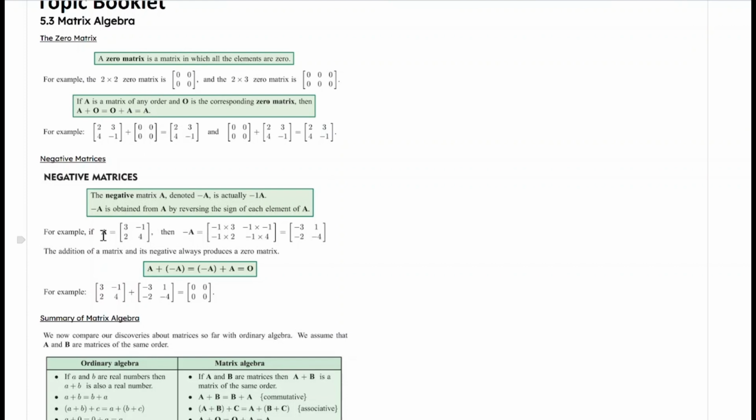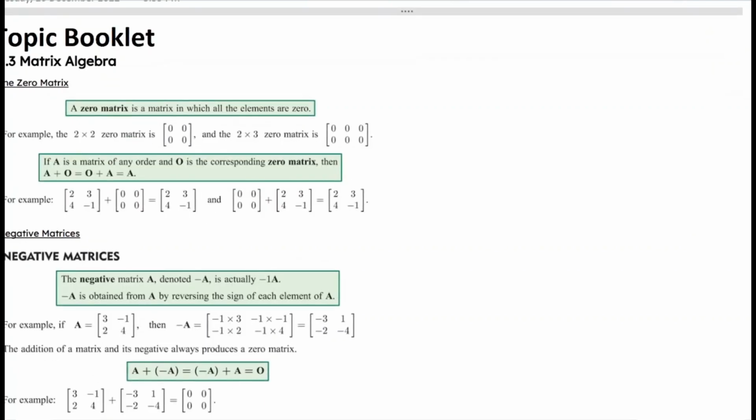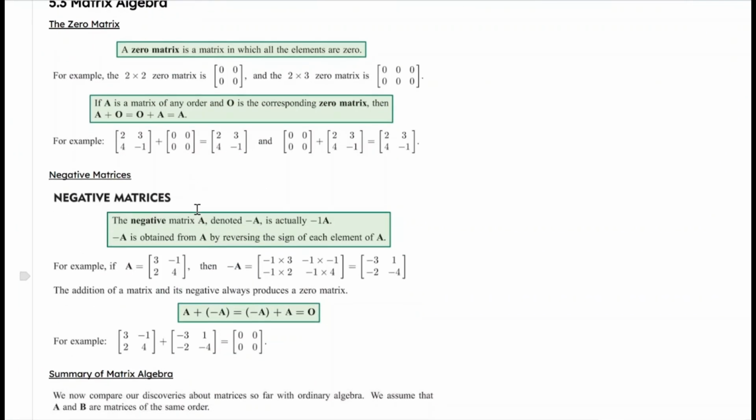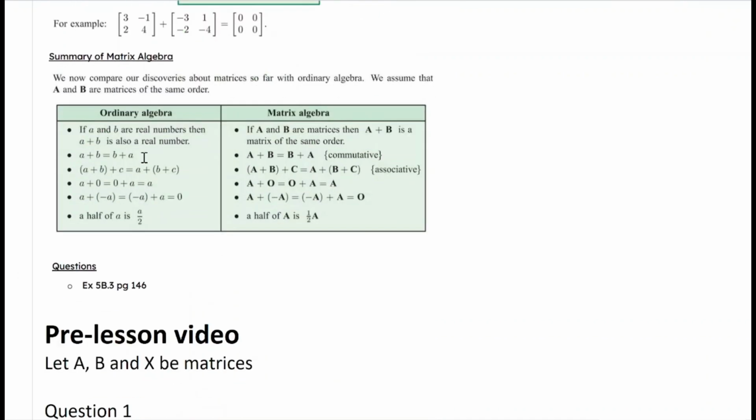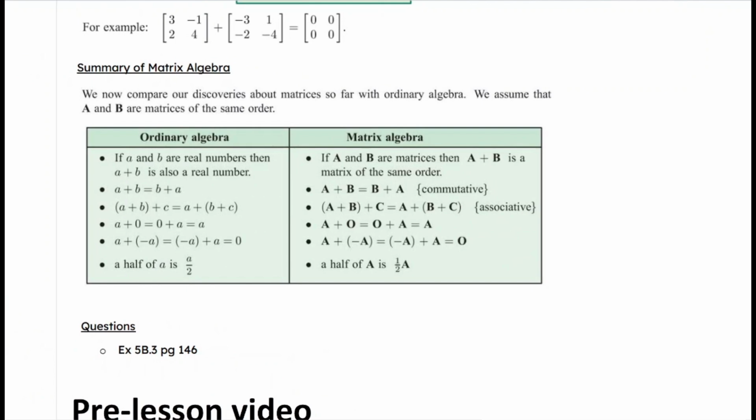Similarly, we have negative matrices just like that. It's the negative version of the matrix you started with. This stuff all seems really obvious, but it's really important to double check that this stuff works, just because matrices are weird. We don't know that they behave like normal numbers. But this table sort of summarizes what they do and don't do, and you can see pretty much they're what you would expect. So like A plus B equals B plus A.